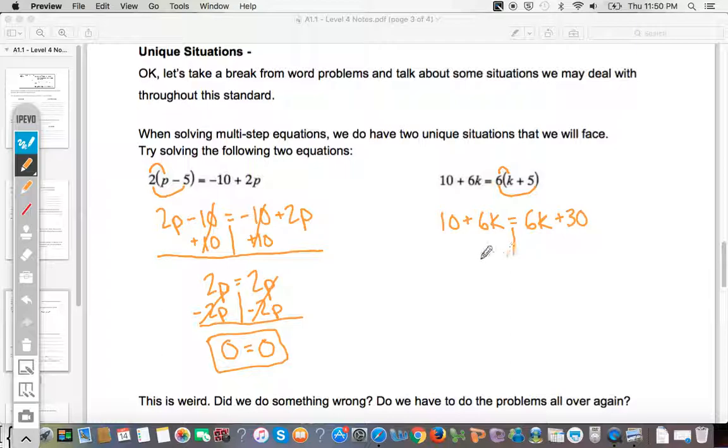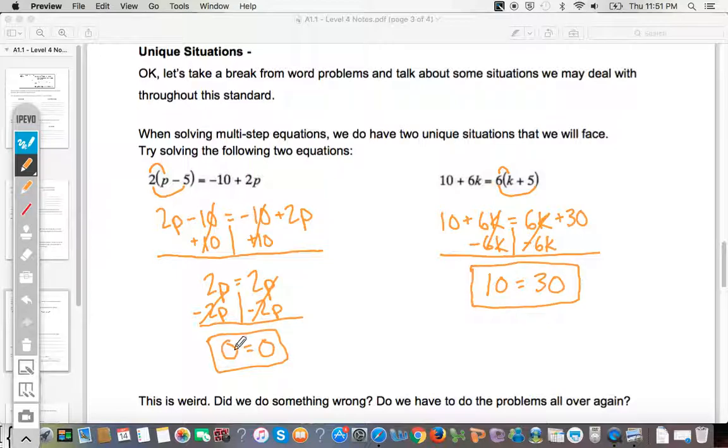So again, as we've been trained to do, we subtract 6k on both sides, and same thing, our k's cancel. So what are we left with? Well, we're left with a 10 on this side equals 30 on this side. So if we solve for a variable, no. But there are two differences here.